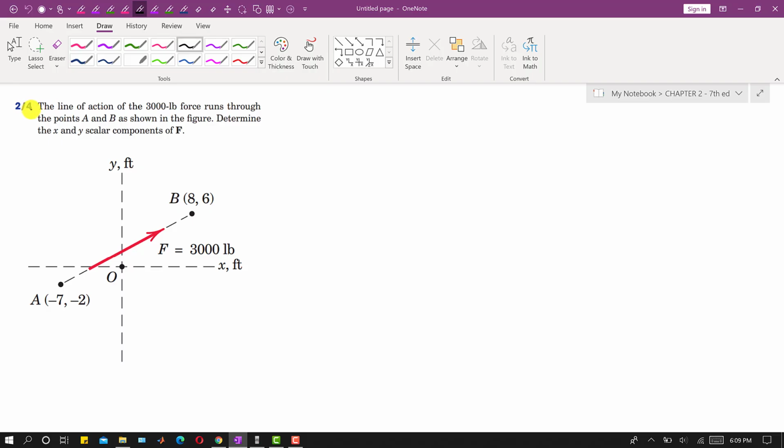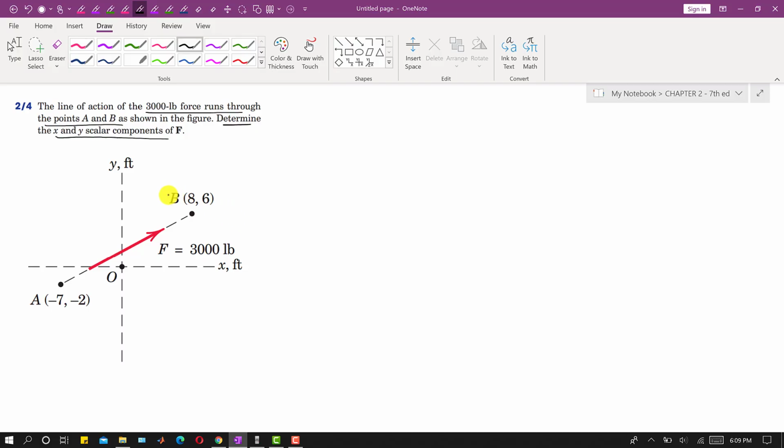Okay, now let's solve this 2-4 problem. So in this problem, again we are given this force F and we have to determine the scalar components of this force F. But in this problem it is said that the line of action of the 3000 pound force runs through the points A and B. So the line of action of this given force is passing through these 2 points, right? And we are required to determine the x and y scalar components of force F, right? So we have to find the magnitude of Fx and Fy, the components of this force F along the x and along the y axis, right?